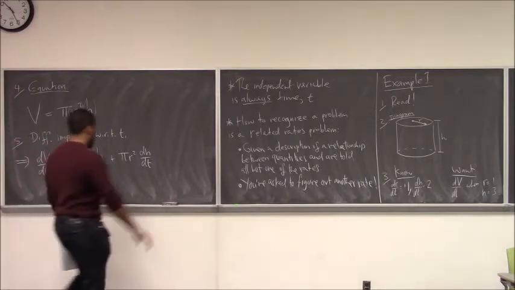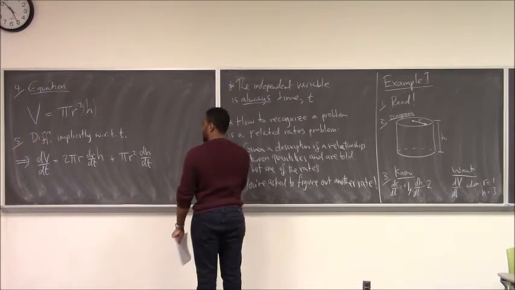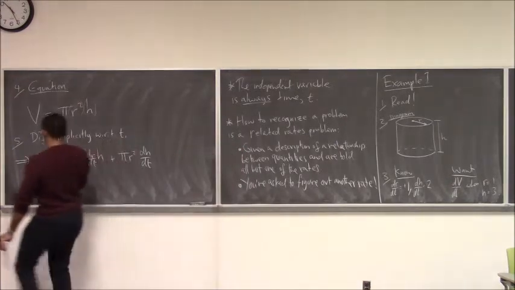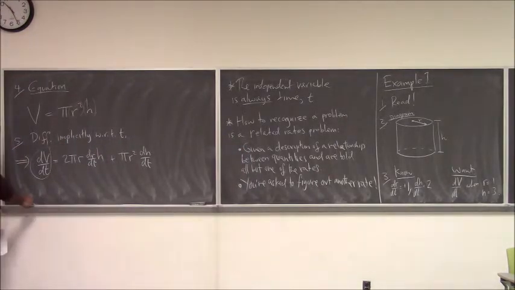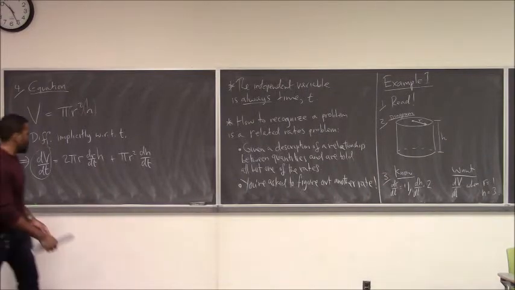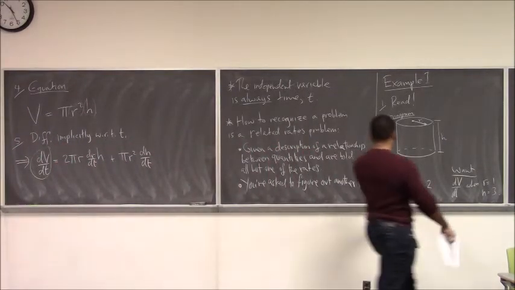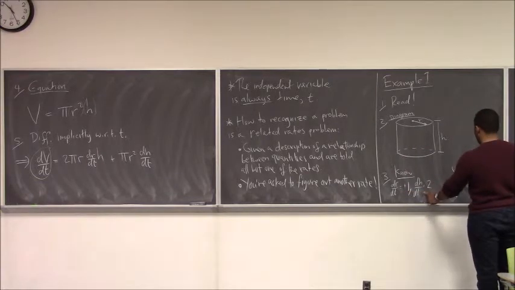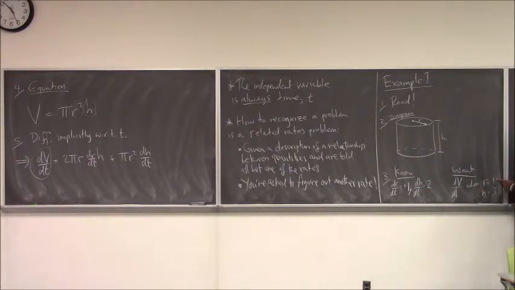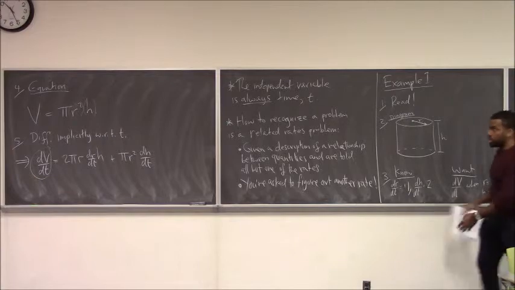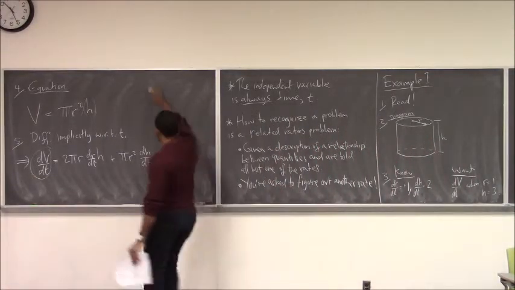So now what I want, this is the guy I want, dV/dt. And so now to check, do I know everyone else? Well, yes, I know dr/dt is 1, I know dh/dt is 2, I know r is 1 and h is 3, so I'm just going to plug these guys in. So that is step 6.